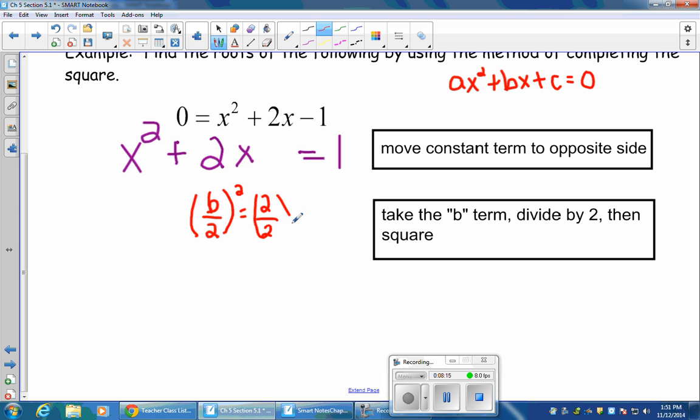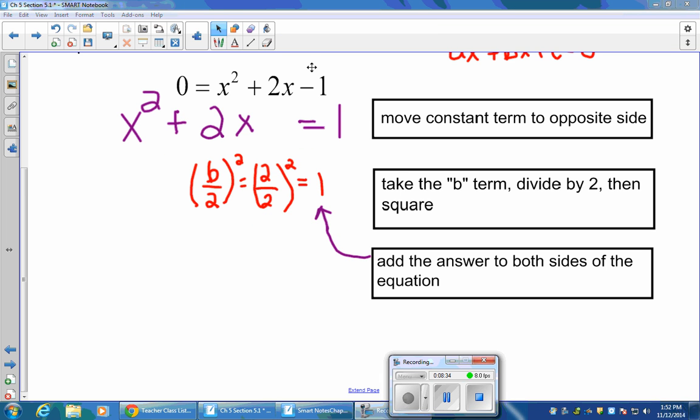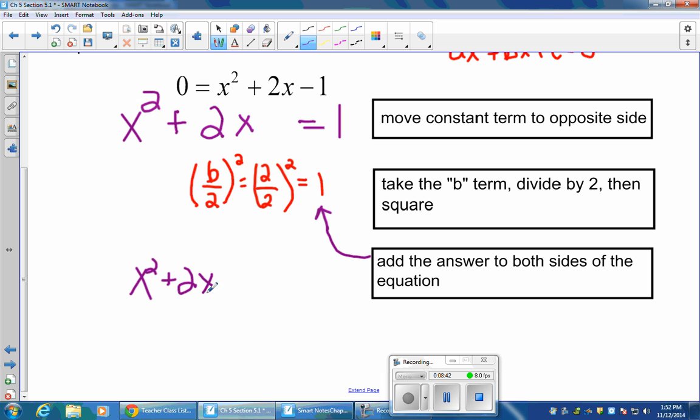Two divided by 2 is 1. 1 squared is 1. Then the answer that we get, we're going to add to both sides. Okay, so we have x squared plus 2x equals 1. Then I'm taking my answer that I got here, and I'm adding it to both sides.